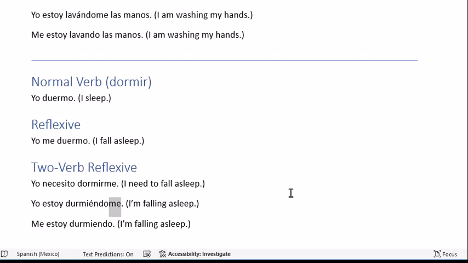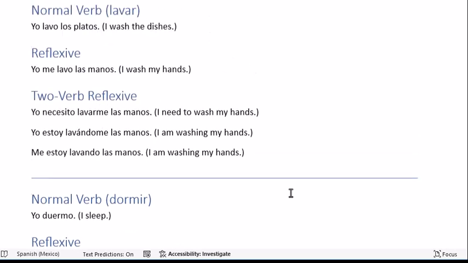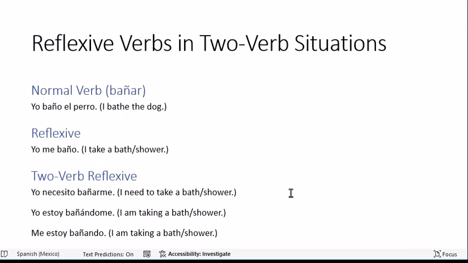All right? So that was a lengthy description, and kind of complex. It's hard for our brains to get wrapped around this idea. So take some time, take some notes, maybe come up with your own examples. But that is reflexive verbs in two-verb situations.